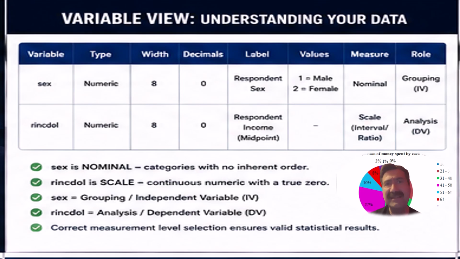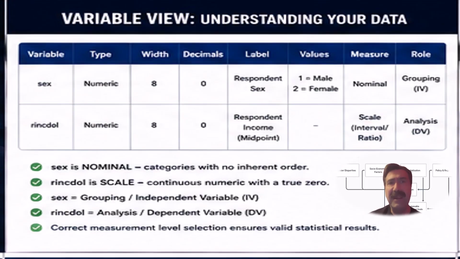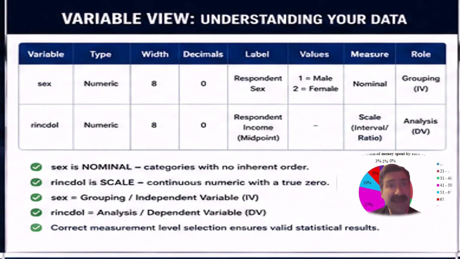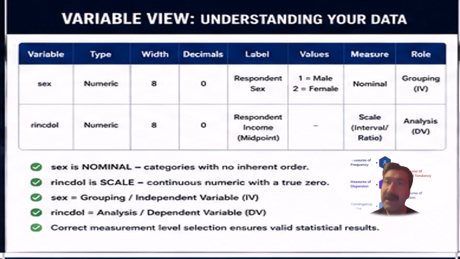Gender functions as the grouping variable. Income functions as the outcome variable being analyzed. If variables are classified incorrectly, researchers may select inappropriate analyses and reach invalid conclusions. Think of variable view as building the foundation of a house. If the foundation is weak, everything built afterward becomes questionable. Proper classification ensures valid results and accurate interpretation.